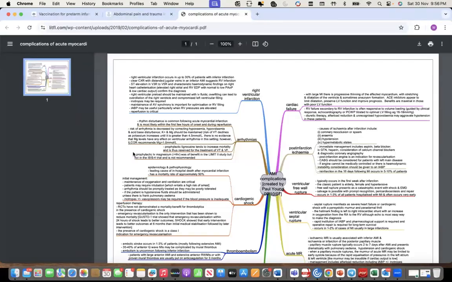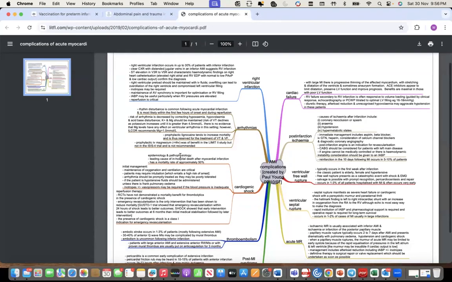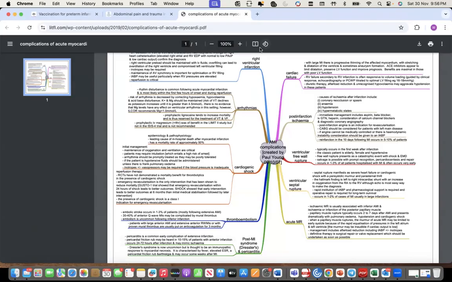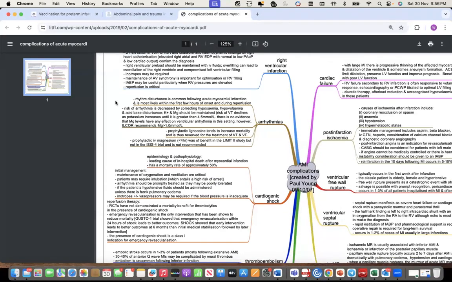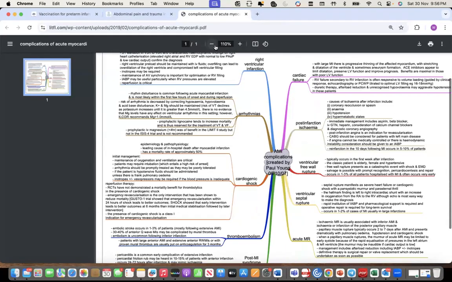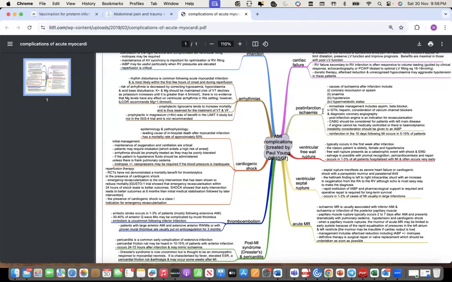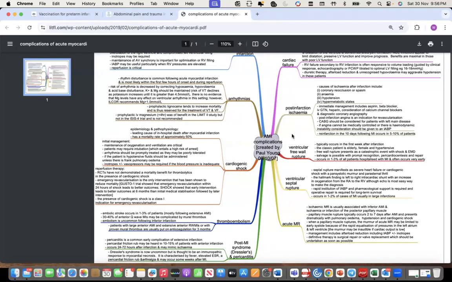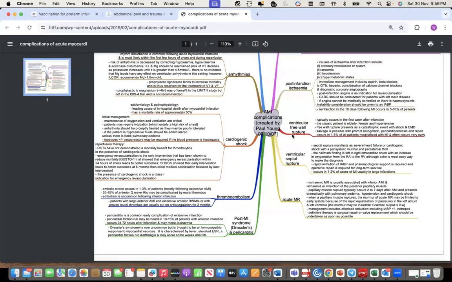I think I can show you something from this reference. So this is a post acute myocardial complications. It can be anything from these, like cardiac failure, post-infarction ischemia. I'm not sure if it's clear. I can just maximize it a bit. Post-infarction ischemia, cardiac failure, ventricular rupture, ventricular septal rupture, acute regurgitation, thromboembolism, post-MI syndrome, which is Dressler's or pericarditis.